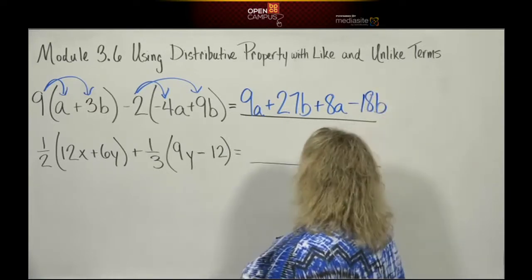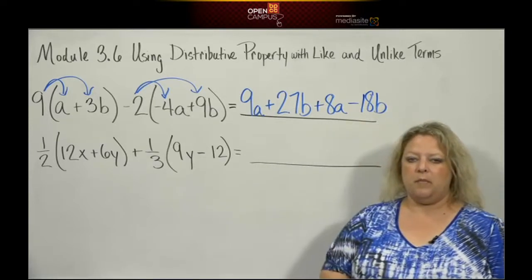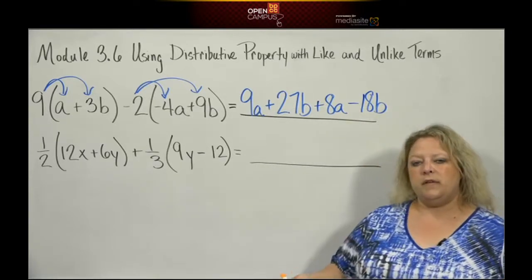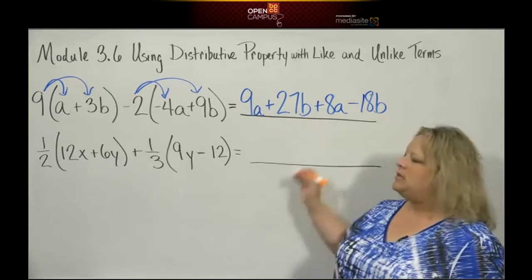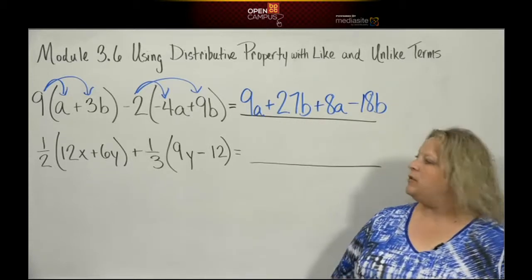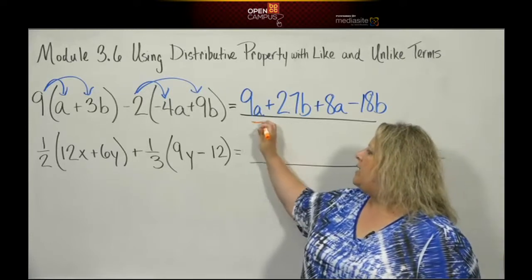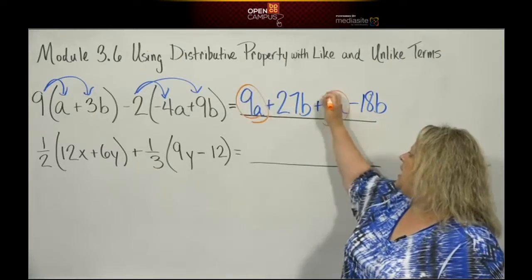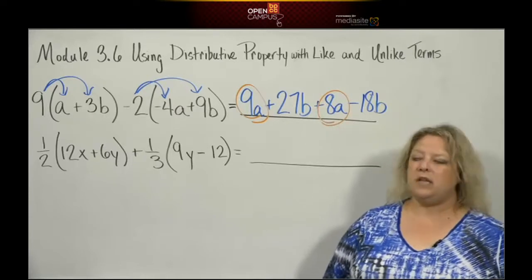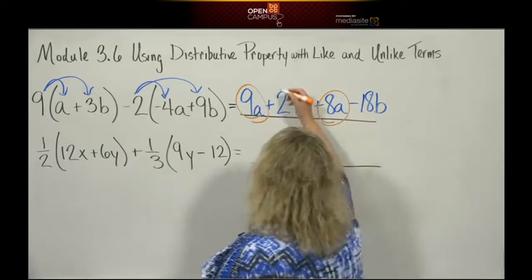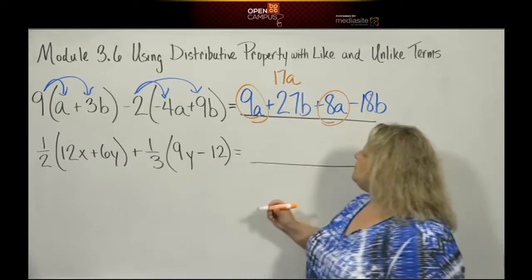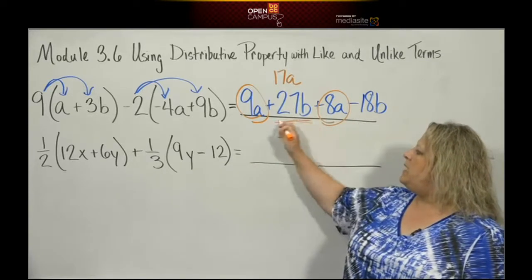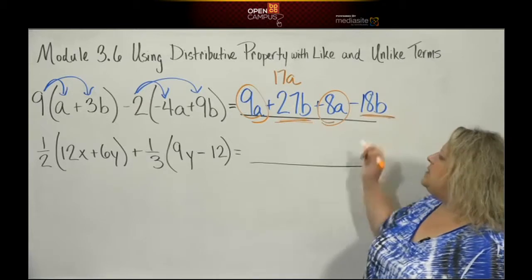18B. Now from here is where we're going to combine our like terms. In the previous video, we didn't have a like term for our B, but this time, look at what I have. I have a 9A, I have an 8A. I can totally put those two together. 9 plus 8 is 17. I'm going to write that up here, save us some room. Then I have a 27B and I have a negative 18B.